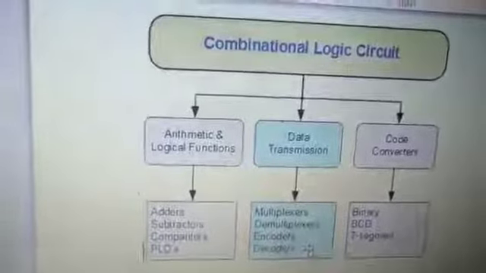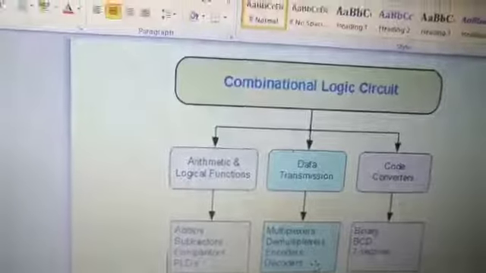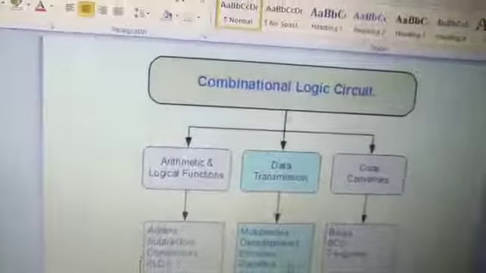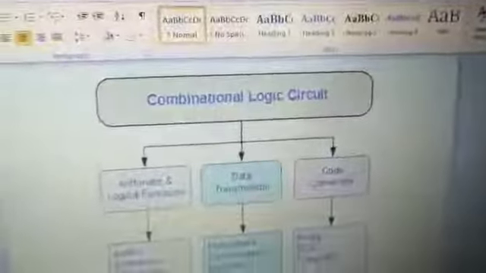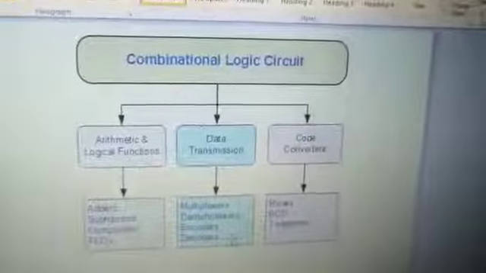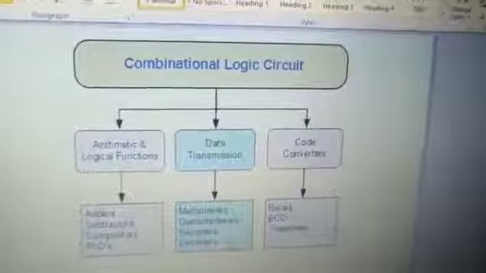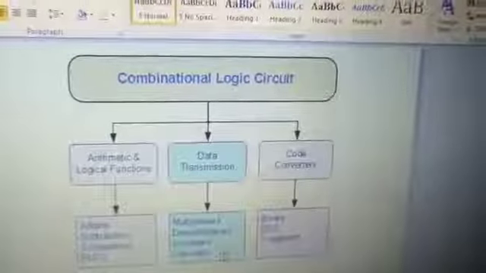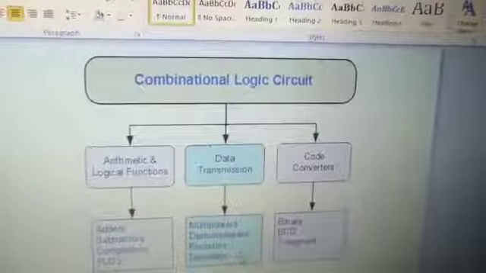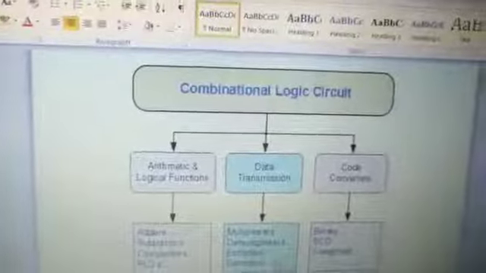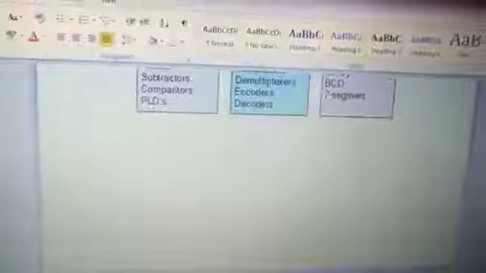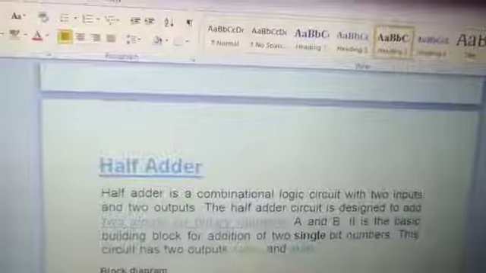Now we have to find out the adder. There are two types of adder: one is the half adder and the other is the full adder. The half adder will add only single bit binary information, and the full adder will add multiple bits of information. I am proceeding, and I will explain the half adder in detail.